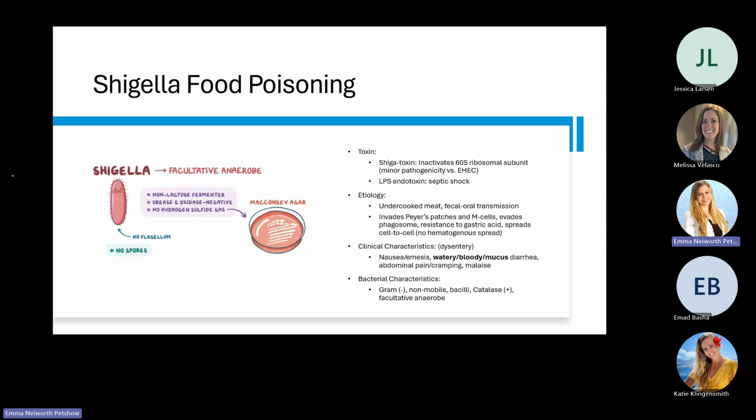It's also acid resistant, meaning that transmission can occur via a very low infectious dose. It can resist the destruction from our hydrochloric acid in our stomach. It makes fecal oral spread pretty common, especially in daycare institutional-like settings.